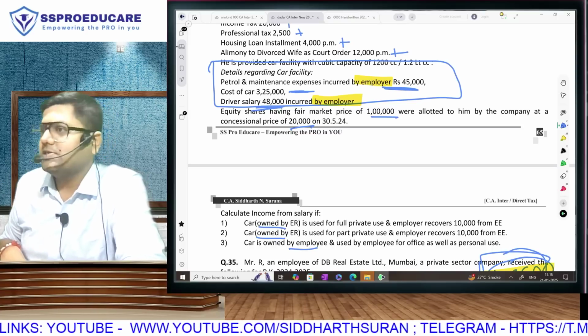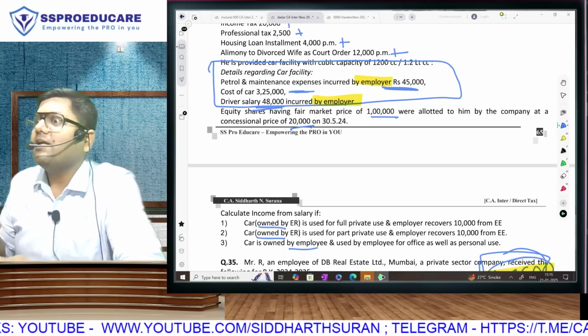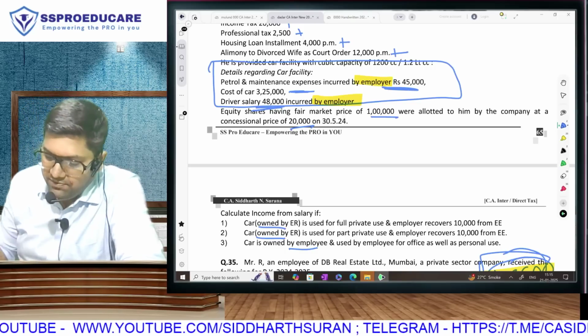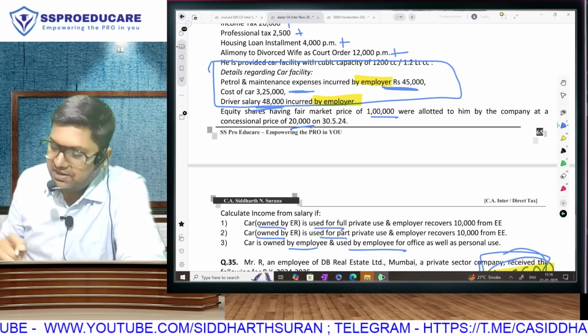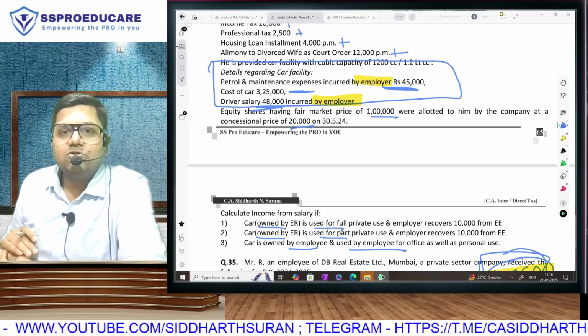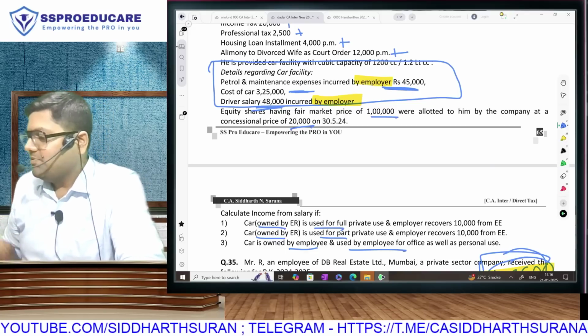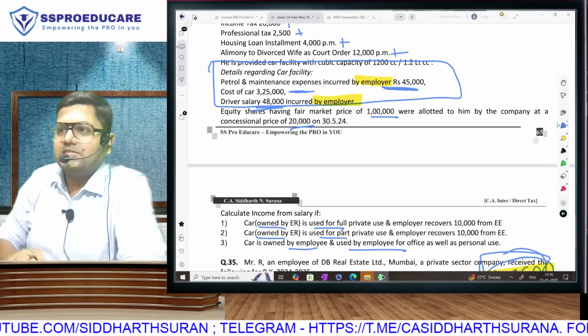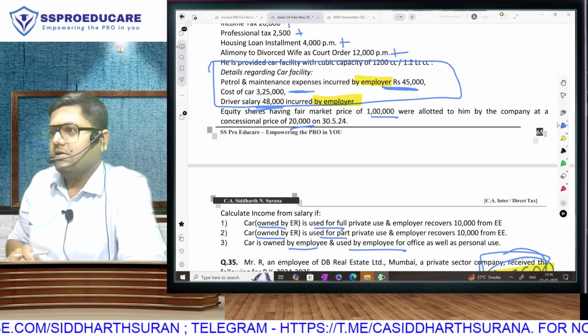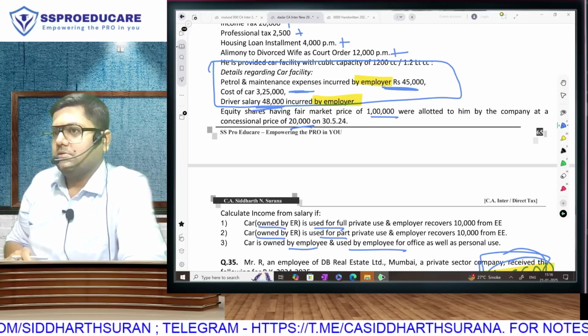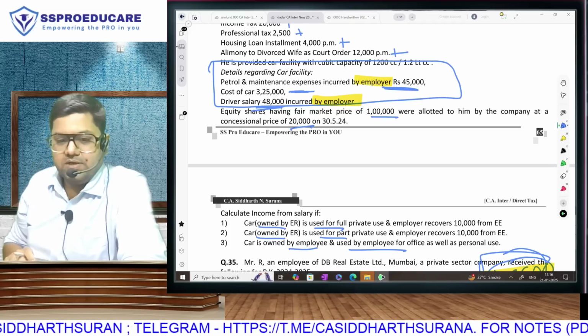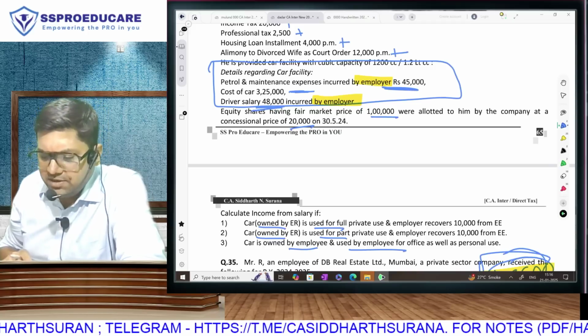So the car's ownership is changed. But based on that, our perquisite value also changes. And a very, very important part in perquisite valuation is also the usage. So that is also given. Recovery is also given. All the details are given. But you just have to recollect which part of the chart this question falls. You understand? So let us discuss.